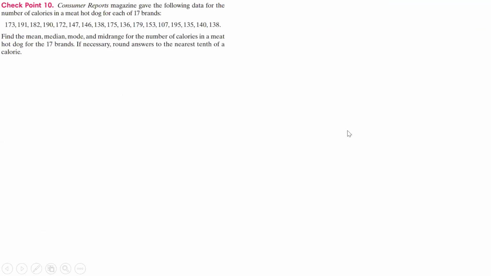All right, so let's do one more where we tie it all together. We're going to find the mean, the median, the mode, and the mid-range for the number of calories in the meat hot dog for the 17 different brands. So in this case, N is equal to 17. First things first, for the average, we're just going to take the sum of x divided by 17. So we need to add all those numbers together, and so let's go to our calculator again.